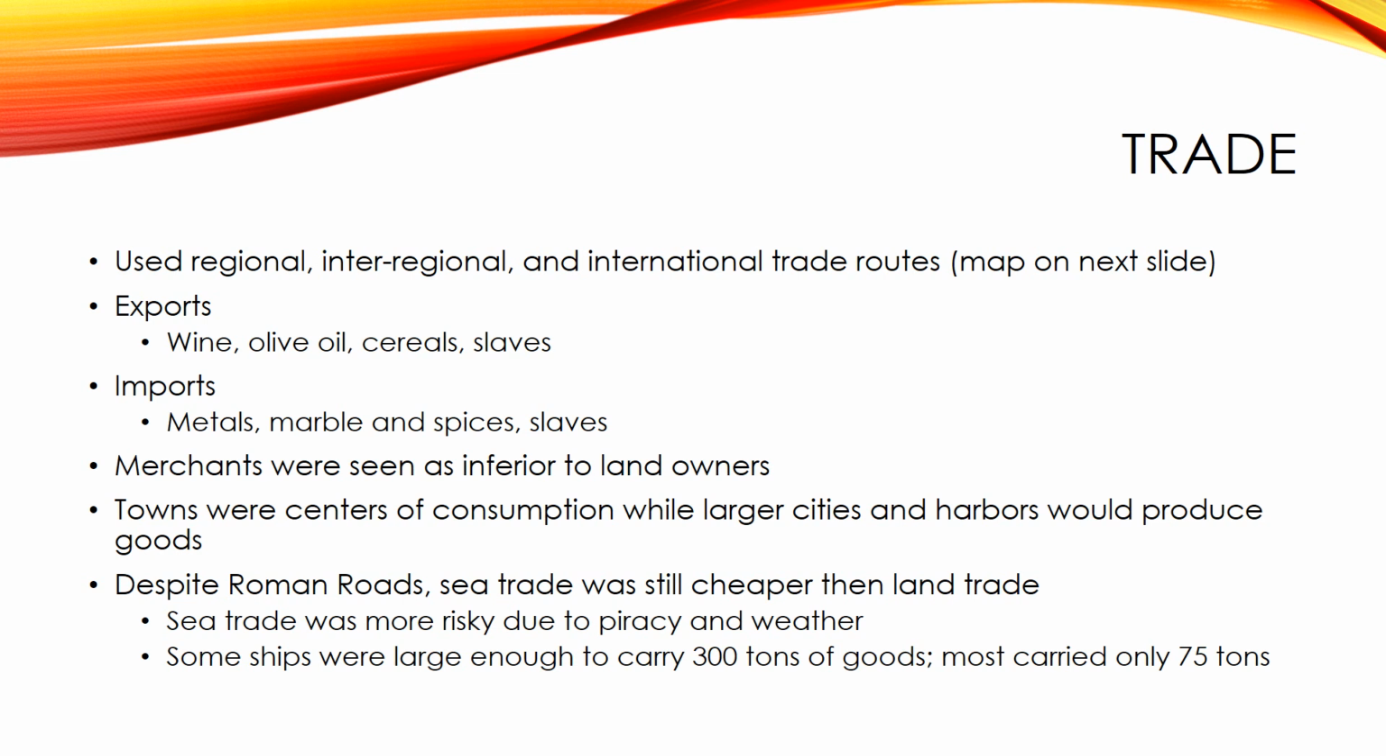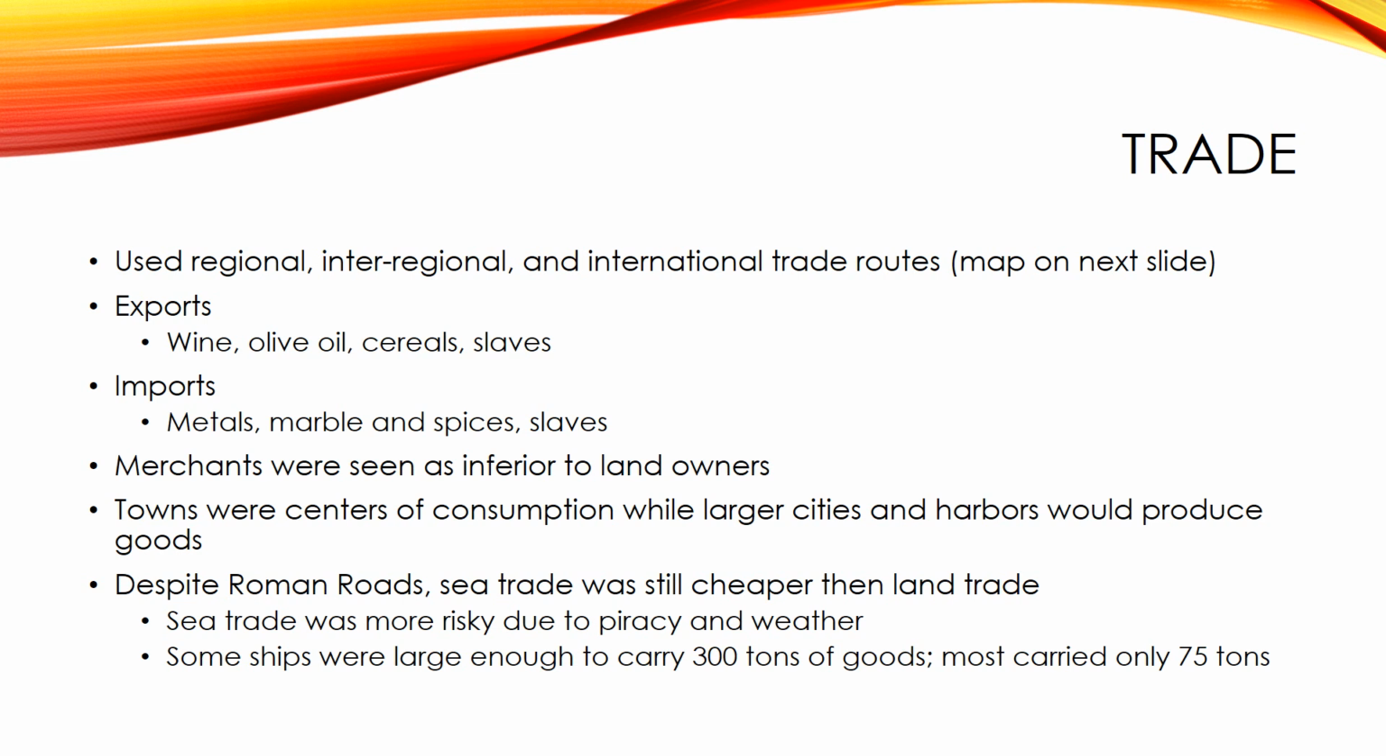As far as economics for the Roman Empire, there were regional, interregional, and international trade routes. There's a map on the next slide that discusses these different trade routes, and we will discuss the Silk Road in detail. The Roman Empire exported wine, olive oil, cereal, and slaves, and they imported metals, marble, spices, and slaves.